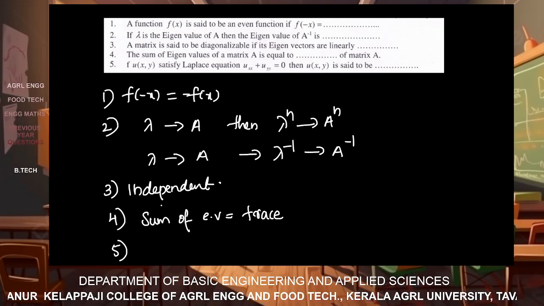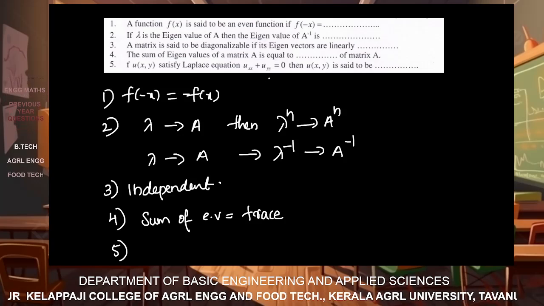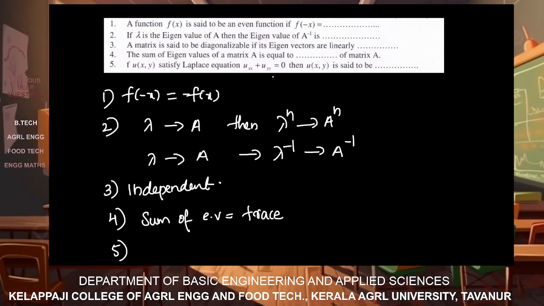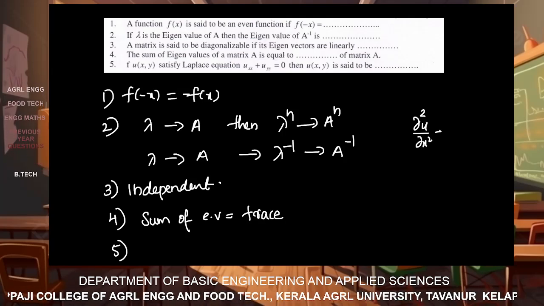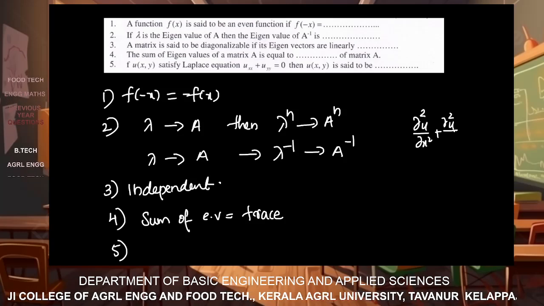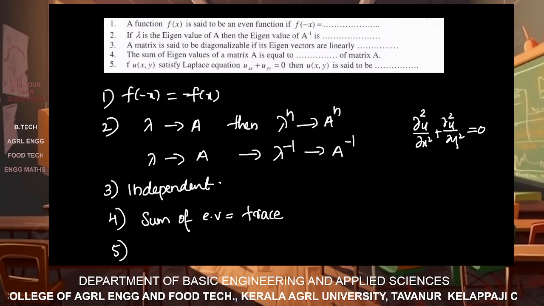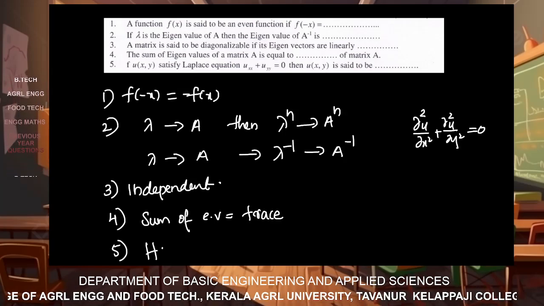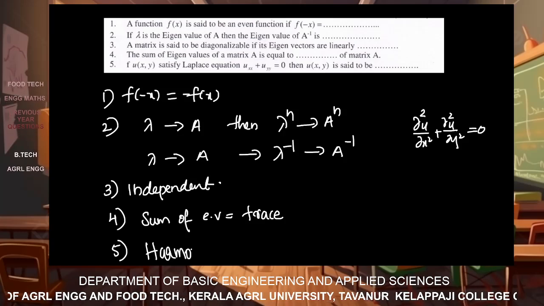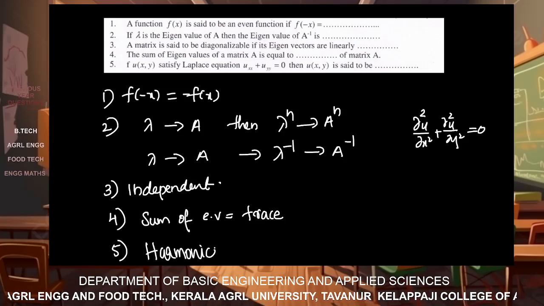If u of x, y satisfies the Laplace equation u_xx plus u_yy, or in other words, del square u by del x square plus del square u by del y square equal to 0, known as the Laplace equation, then it is called a harmonic function.